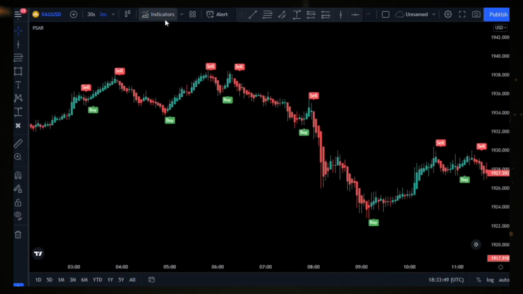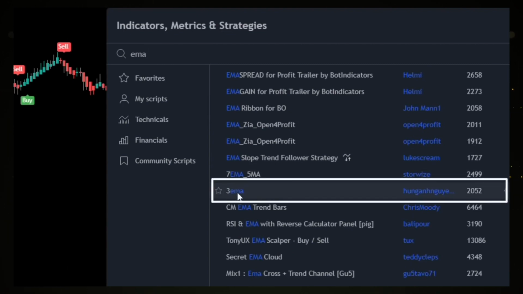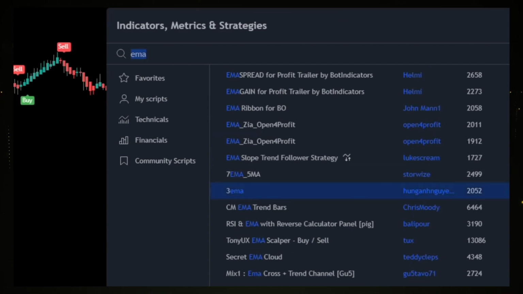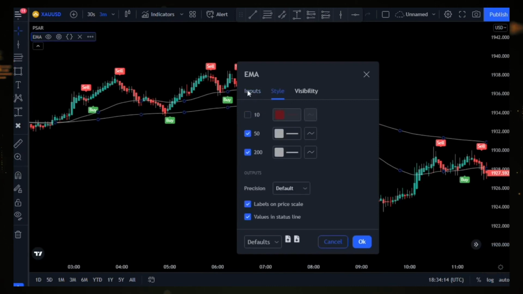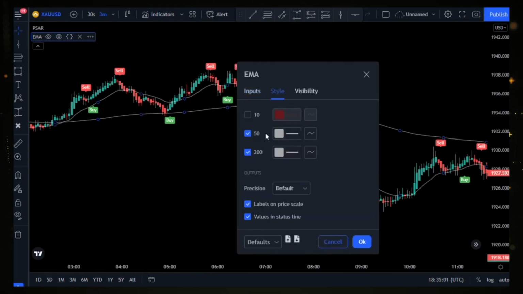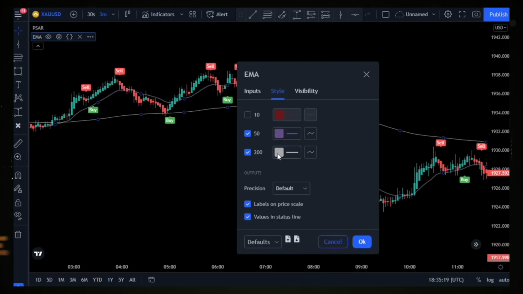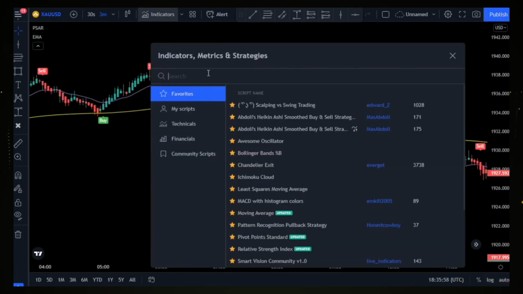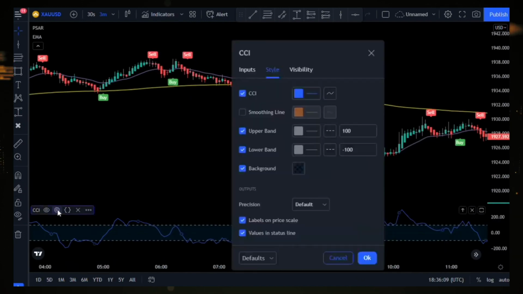Now we also have to add the EMA indicator to the chart. Add this EMA3 to the chart by clicking on it. Turn off the first option in the style options, which is 10. Then, in the input area, adjust the second option's number from 50 to 18, and the following option is 200. In the style section of the EMA indicator, I adjusted the color and made it thicker so that it could be seen better. The CCI indicator has already been added to the chart. I'll re-add it to the chart so you may understand its settings well.